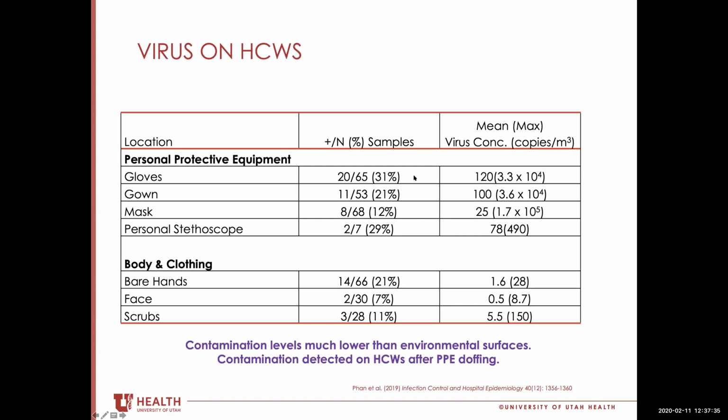And so we found virus on gloves, gowns, masks, personal stethoscopes. We also found them on bare hands. This was before hand hygiene, on the face and on the scrubs that were worn under the gowns. The concentrations you'll notice here are much lower than what we saw on environmental surfaces, except that there were kind of extreme values here. And this should be copies per centimeter squared, not per cubic meter.